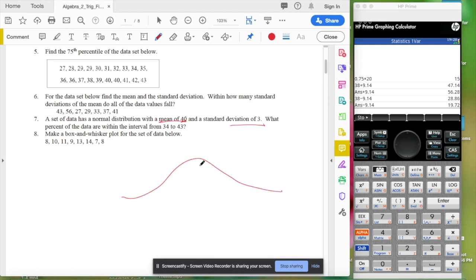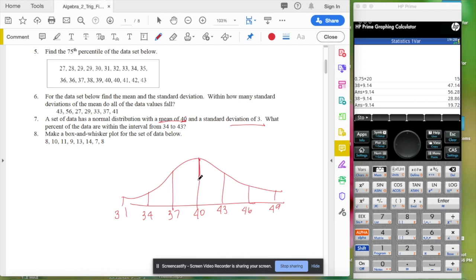So if I have a curve again, oh wow, that was a bad line. That's not much better, but okay. So we know we always have our mean in the center. So our mean is 40. And then we have a standard deviation of 3. So that means we're going to be adding 3 on this side. So we got 43, 46, and then that last one is going to be 49. And this one we're subtracting. So we're going to get 37, 34, and 31.